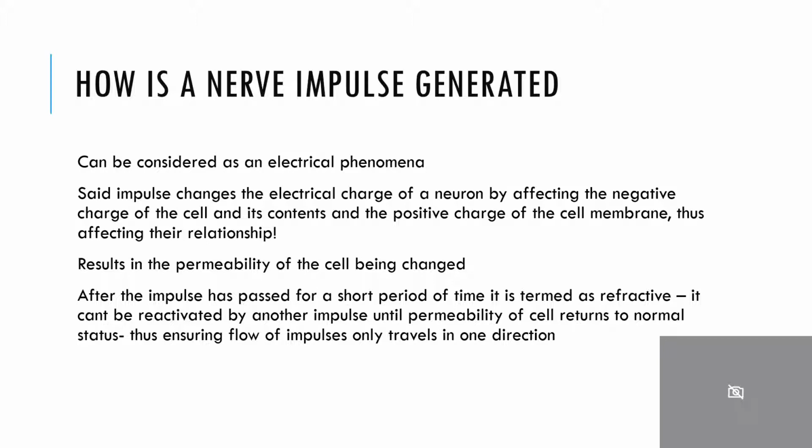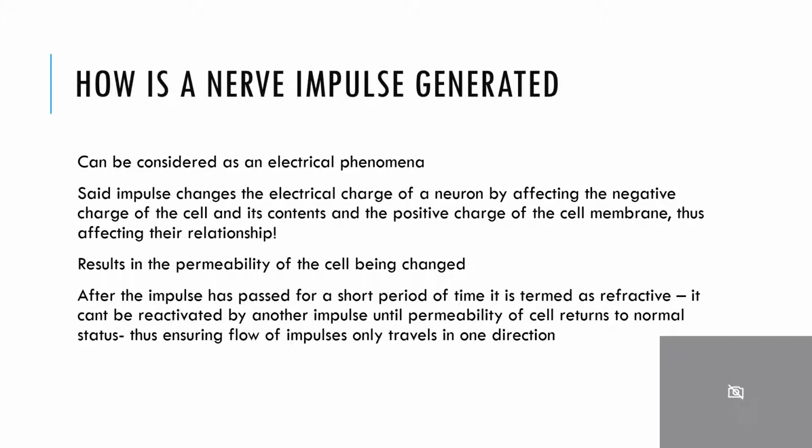So how is a nerve impulse generated? We can consider it as an electrical phenomenon. Said impulse changes the electrical charge of a neuron by affecting the negative charge of the cell and its contents, and the positive charge of the cell membrane, thus affecting their relationship.